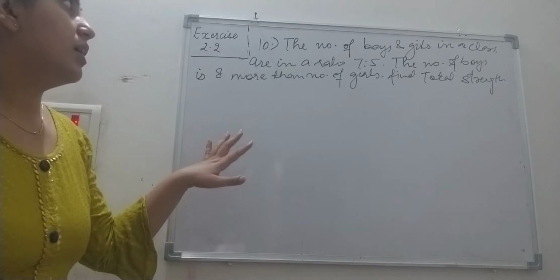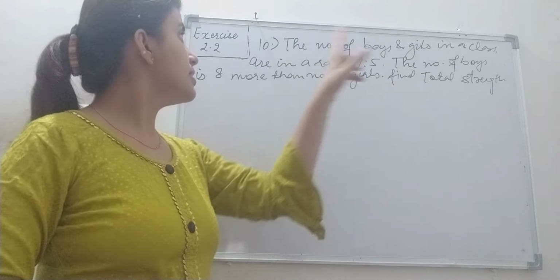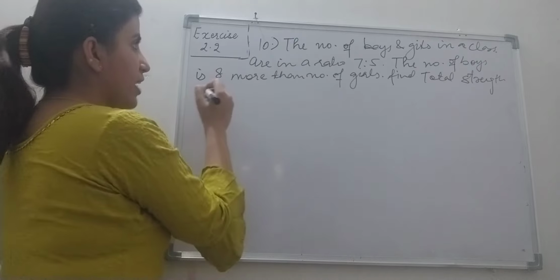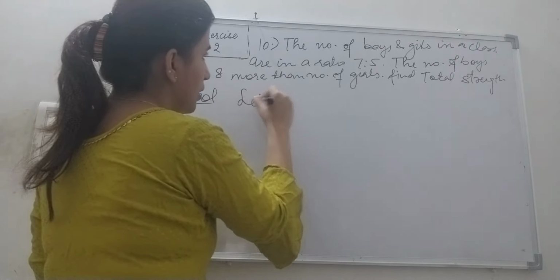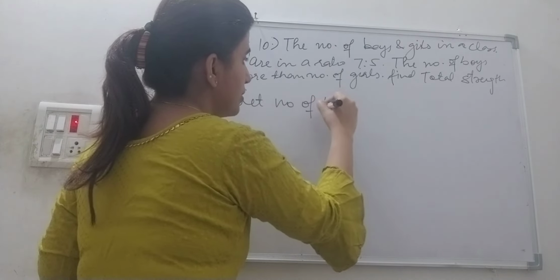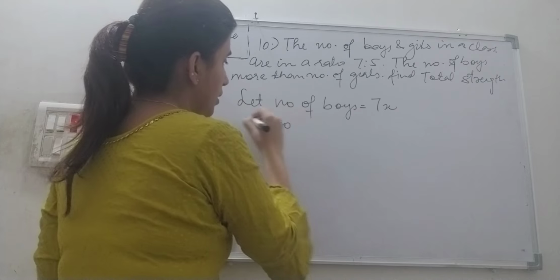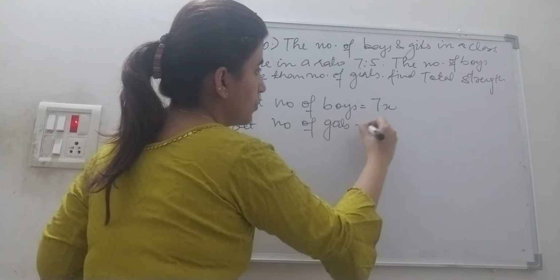Okay, this is now question number 10. Let us read the question. The number of boys and girls in a class are in a ratio 7:5. So first we will write the actual number with the x. Let number of boys equal 7x. Let number of girls equal 5x.